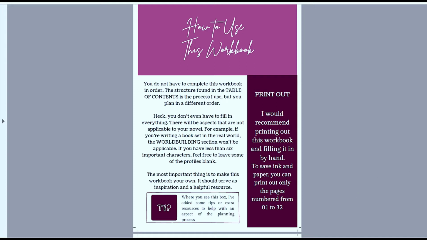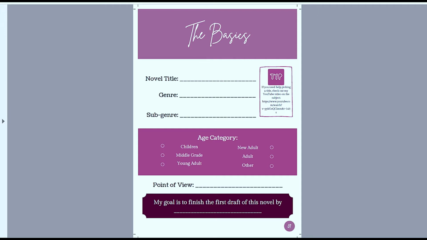So here we are on the page numbered 1, and this is the basics. So here we're going to do novel title, genre, and subgenre. Now you might not have the title down right now. That's fine. As I said, with how to use this workbook, you don't have to fill in the things in order. You can fill them in as they come to you. I also have a video on picking a novel title, which I will put up in the cards for you guys.